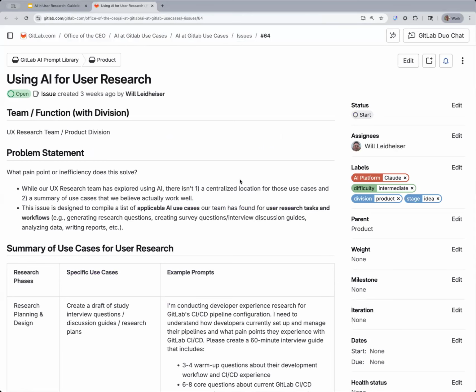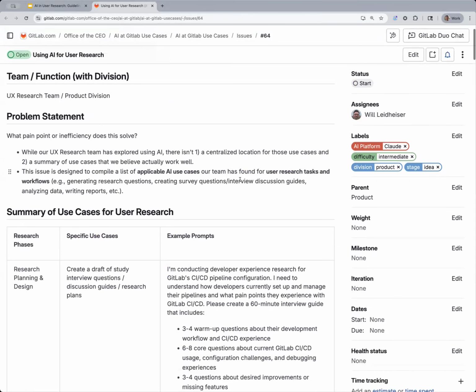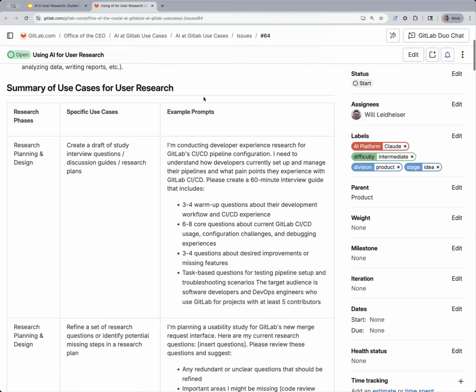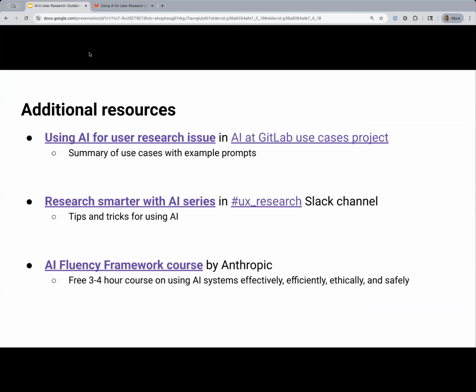We've recently developed this issue within the AI at GitLab use cases project that has the specific types of use cases that we've vetted within our UX research team, and then provided some example prompts associated with each of those different use cases that can help you if you're ever stuck or just want some guidance.